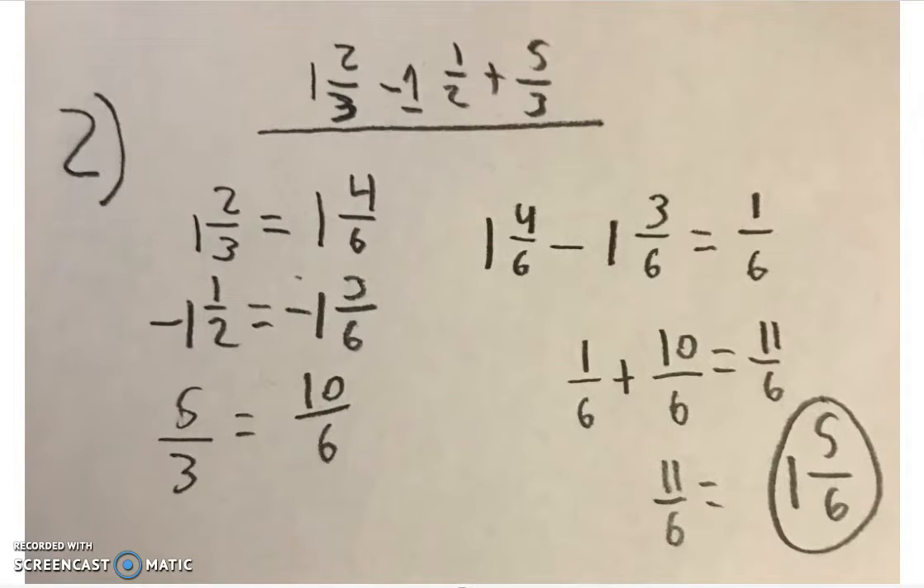And we're going to convert this to a mixed number. Okay, so 11/6. 6 goes into 11 one time, and there's a remainder of 5, so it'd be 1 and 5/6. That's number 2.